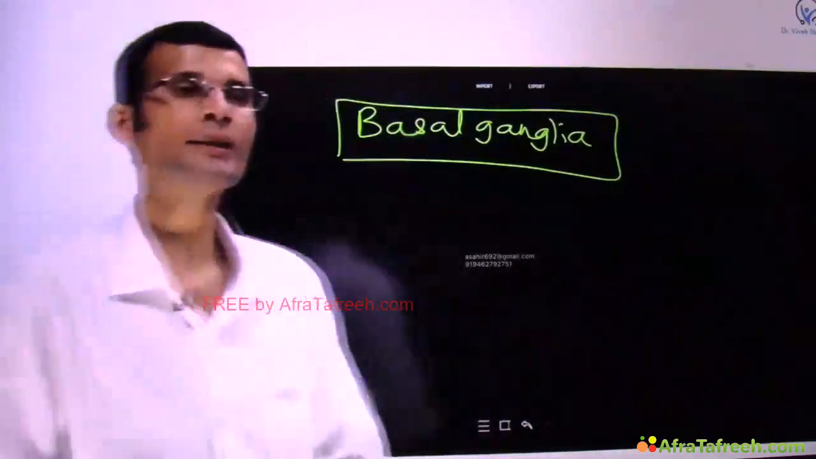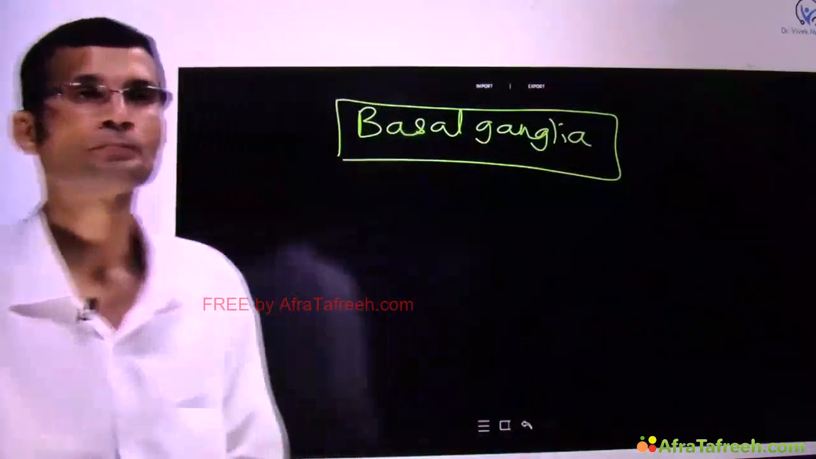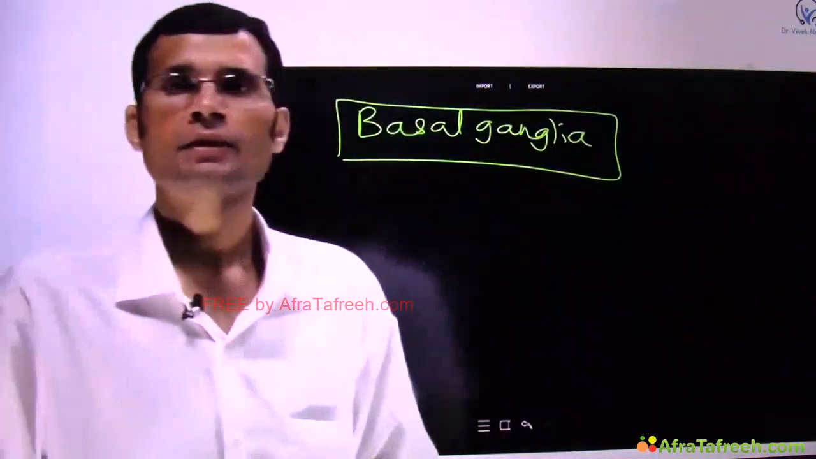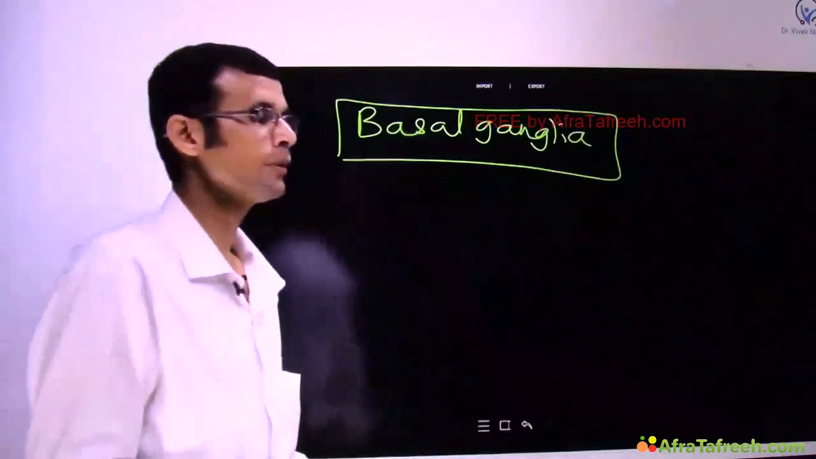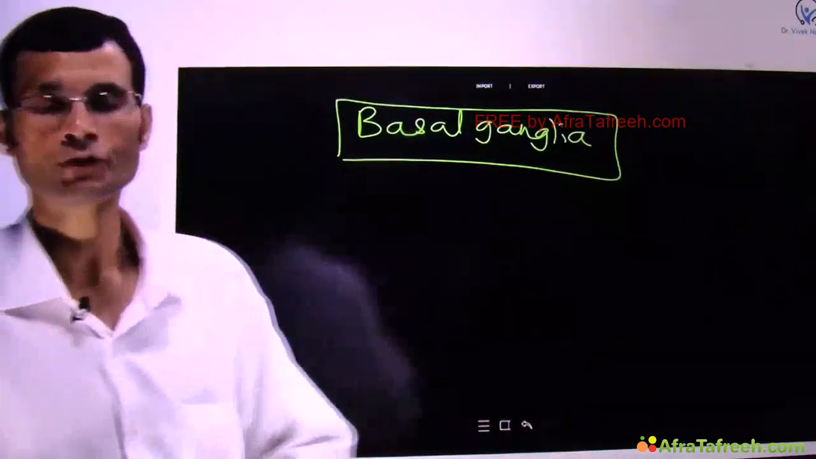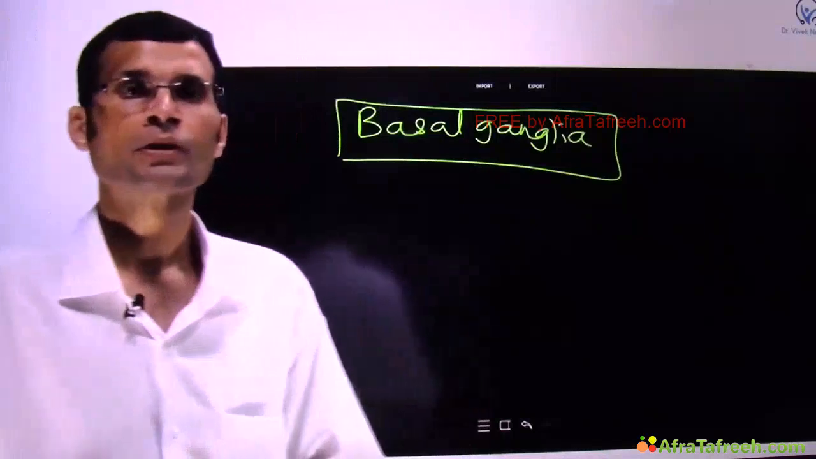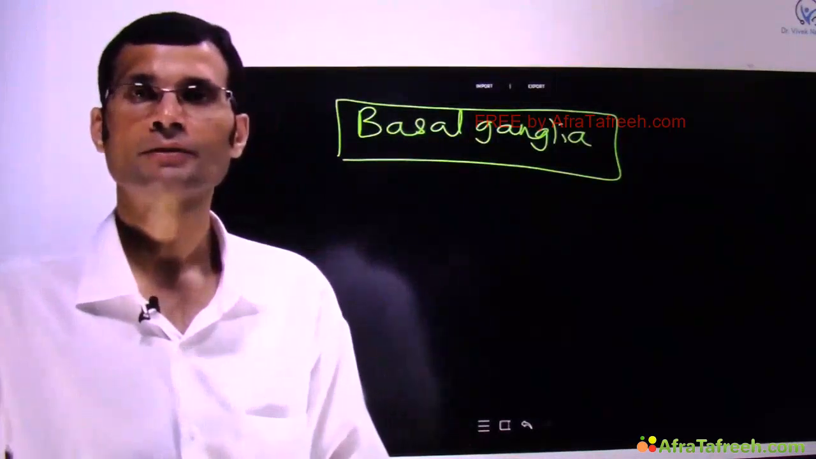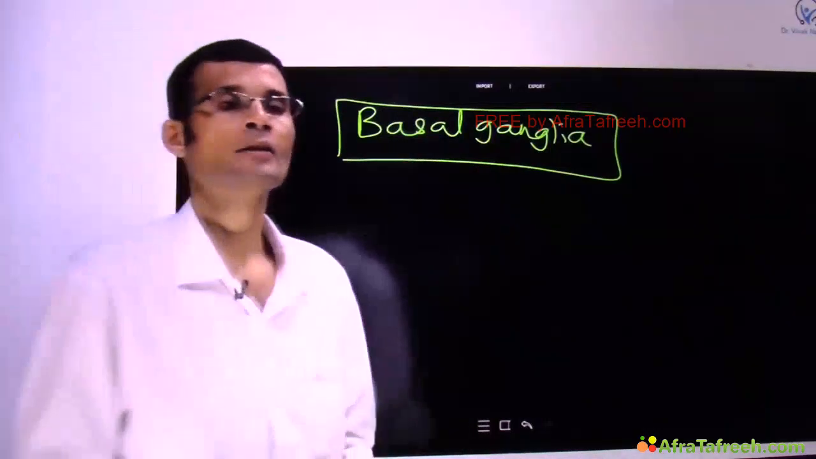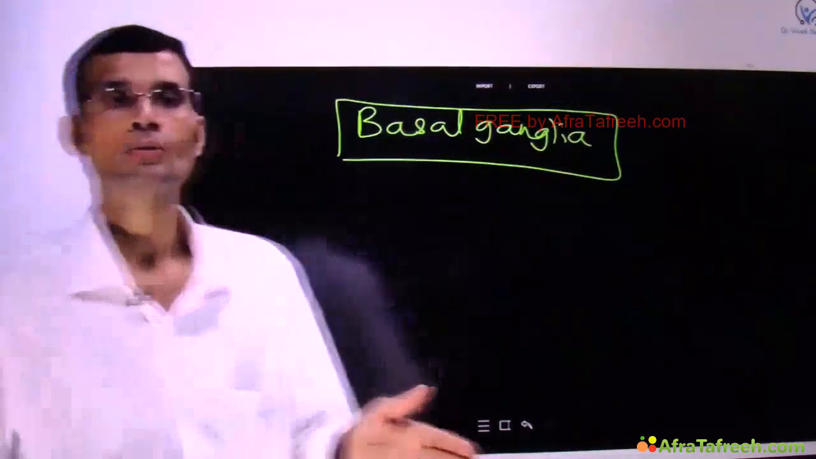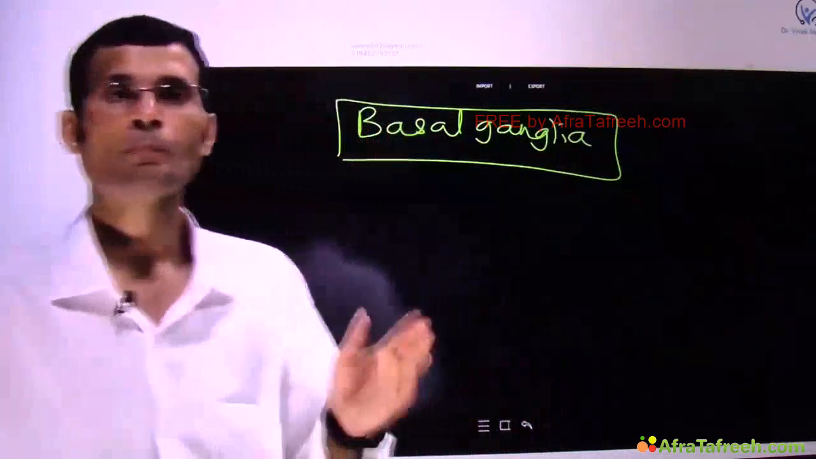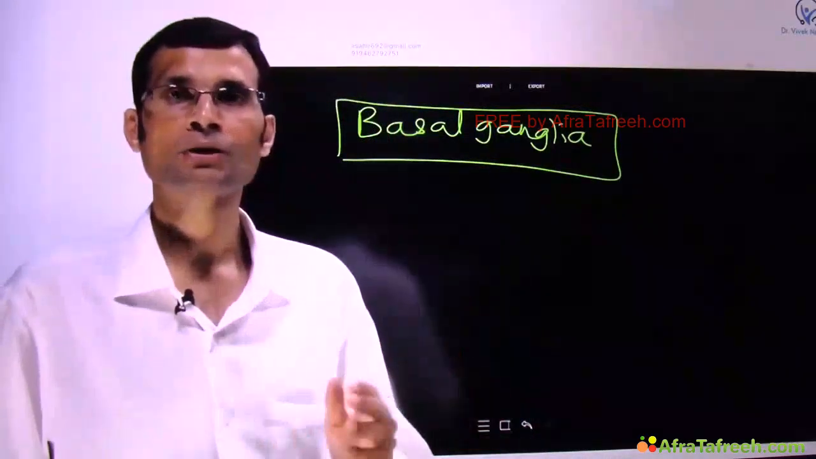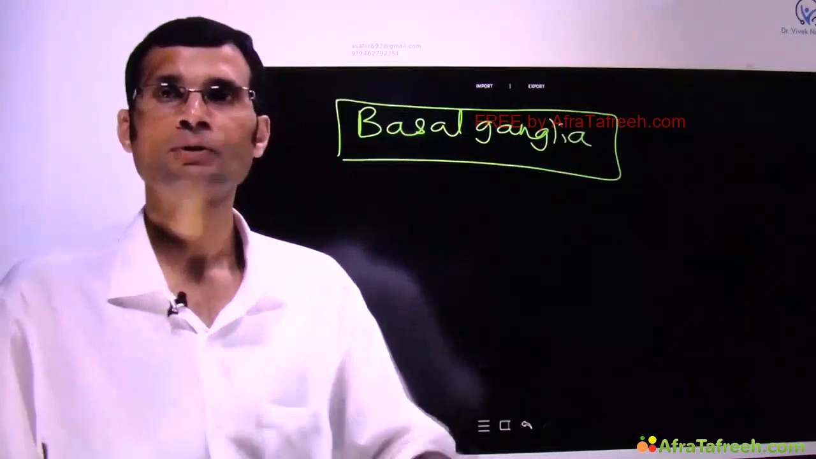What MCQ can come or has come already is: which of the following neurons in the basal ganglia do not use GABA as the neurotransmitter? And the options are striatopallidal neuron, pallidothalamic neuron, pallidosubthalamic neuron, or subthalamicopallidal neuron.